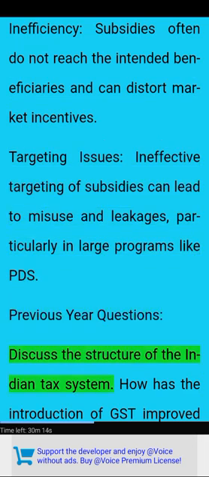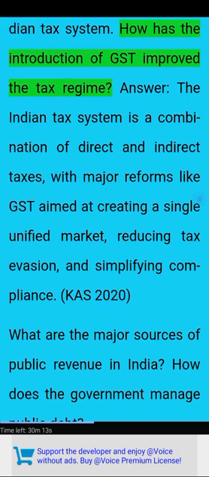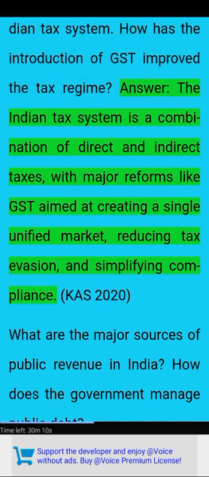Previous year questions. Discuss the structure of the Indian tax system. How has the introduction of GST improved the tax regime? Answer. The Indian tax system is a combination of direct and indirect taxes, with major reforms like GST aimed at creating a single unified market, reducing tax evasion, and simplifying compliance.